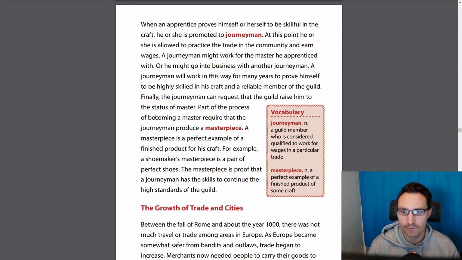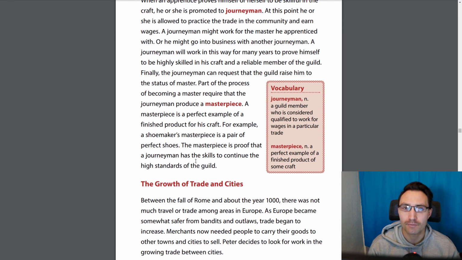Part of the process of becoming a master required that the journeyman produce a masterpiece. A masterpiece is a perfect example of a finished product of some craft. So maybe the perfect shoe. For example, a shoemaker's masterpiece is a pair of perfect shoes, ones that you just have to wear, right?